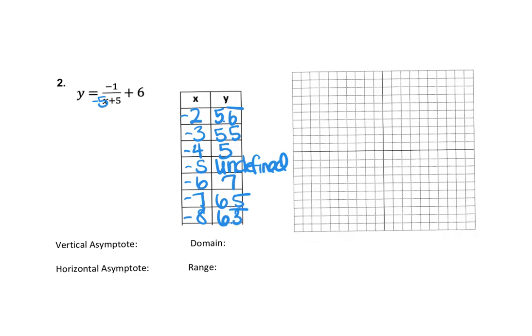All right, so now let's take a look. Our vertical asymptote, x is equal to -5. Our horizontal asymptote is right here. It's y is equal to 6. Now let's draw those asymptotes. So we're going to draw the line x is equal to -5. So we're going to go 1, 2, 3, 4, 5, and it's that vertical line that goes straight up and down.